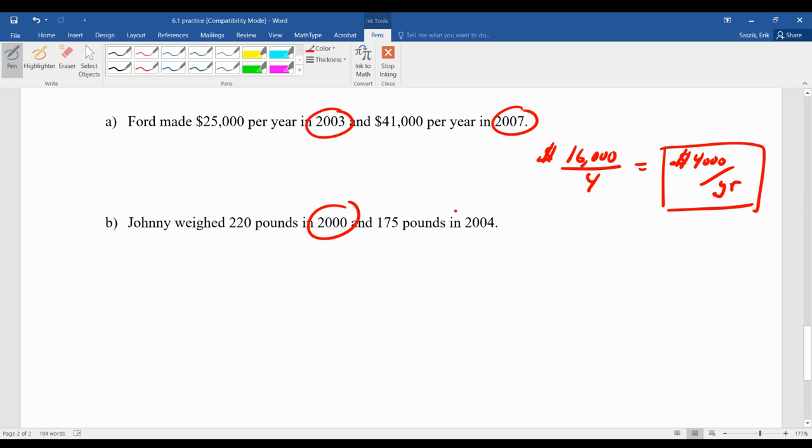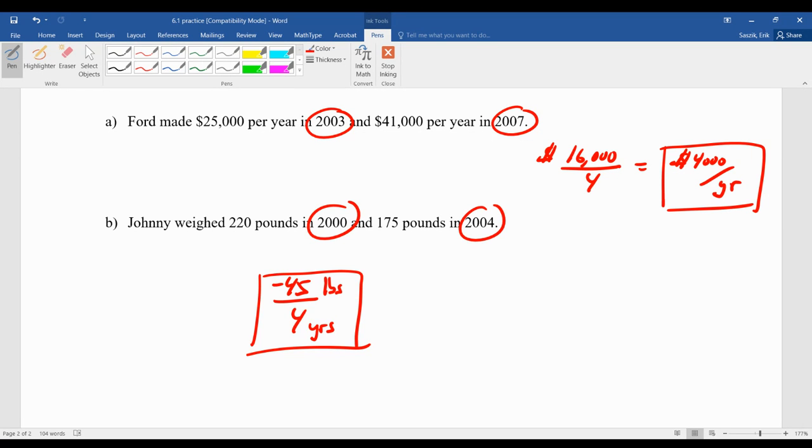Johnny here, we're talking about 4 years again. His weight went from 220 to 175, so it went down. Because it went down, it's negative. And you can just leave it like this. Put some units on it, pounds. Down 45 pounds for every 4 years is what's happening. You could divide it out as well, but it's a nice clean fraction, so that works too.